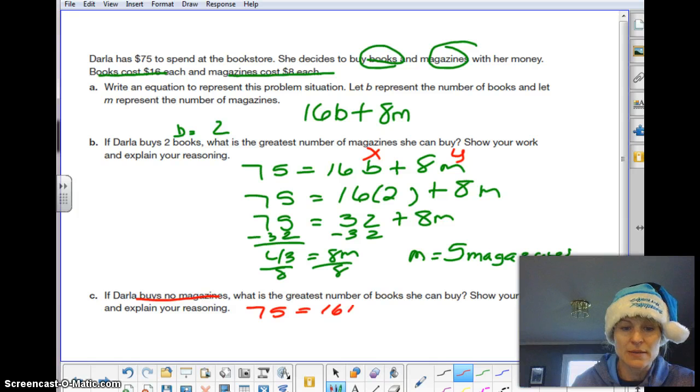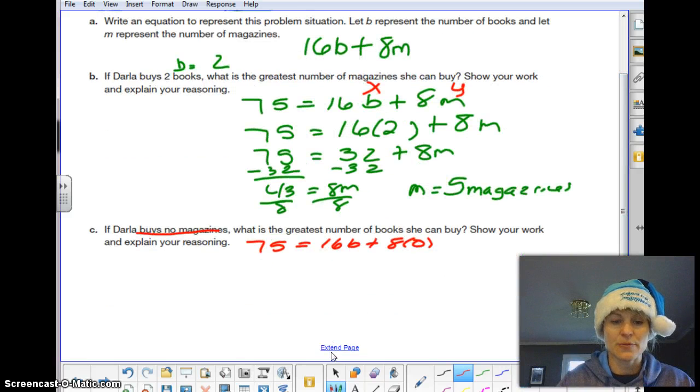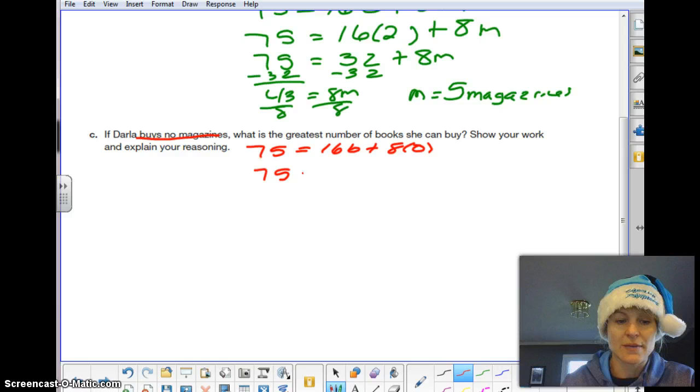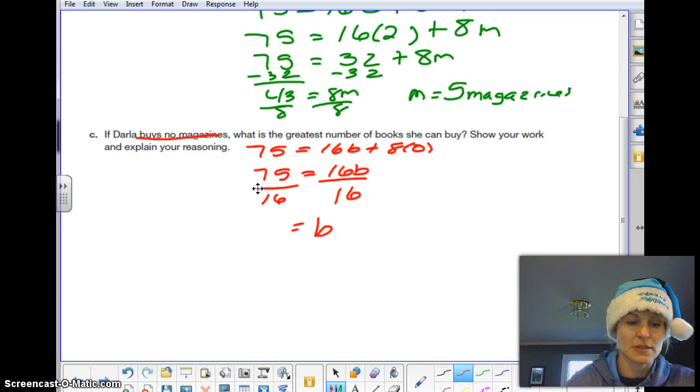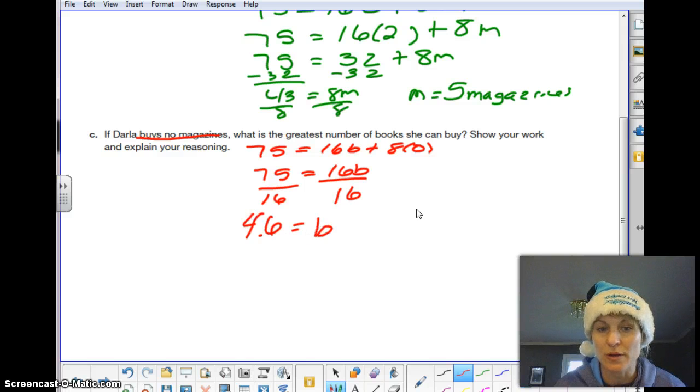So again, I can take my same problem here, and we're going to be 16B, but no magazines, right? Is my head getting in the way here? I hope not. I keep forgetting about my head space. All right, so then that's 0. So we just know that that's going to be 75 equals 16b, and we divide that by 16. That's going to give me about 4.6 here. So seeing you can't buy part of a book, we would say 4 books.